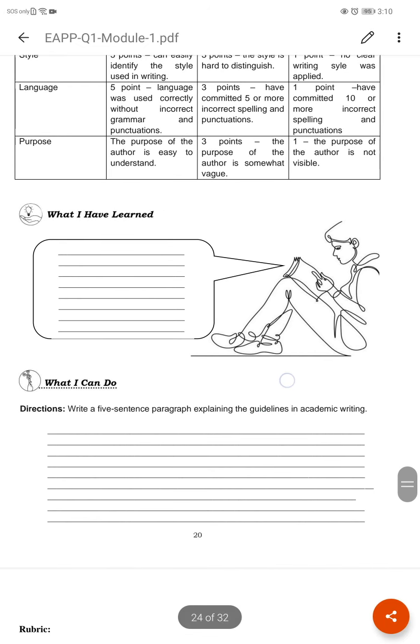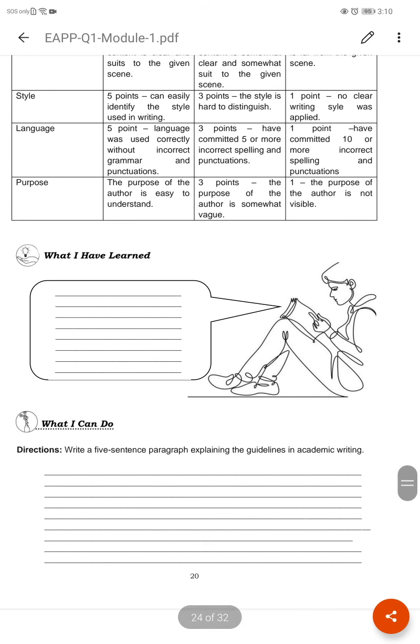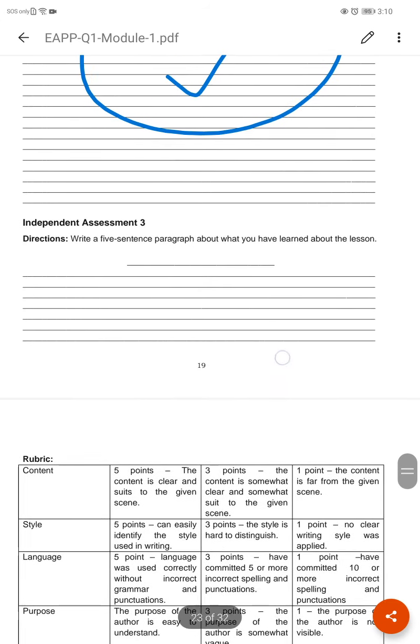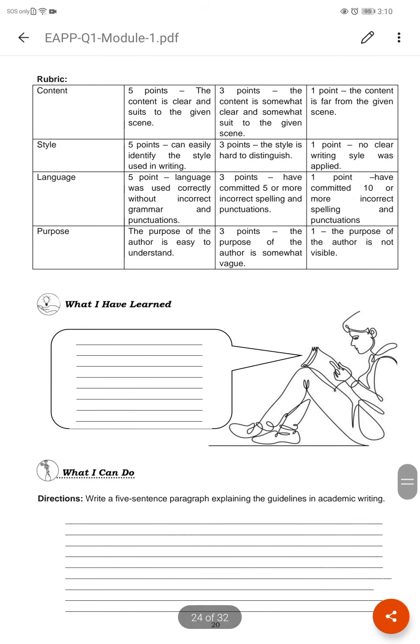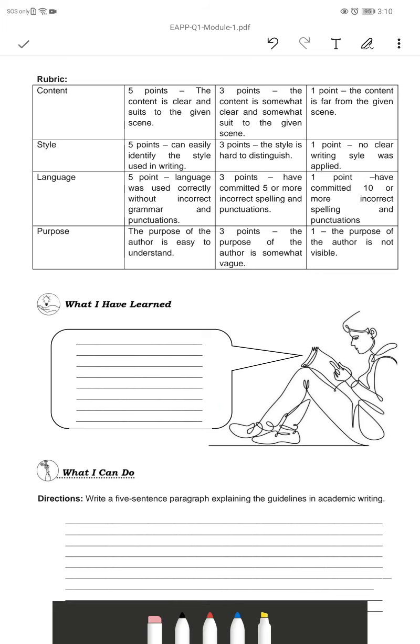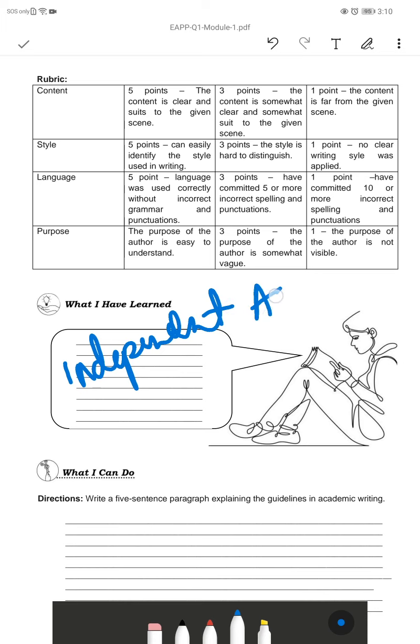In this, we have here what I have learned. So write on your paper only what I have learned. It's also like a generalization about what you have learned. So maybe you could put here your answer in independent assessment 3. You can copy it and write it for this portion. Again, to make our lives easier, you may copy here your answer in independent assessment 3. Copy your answer here because it's the same.